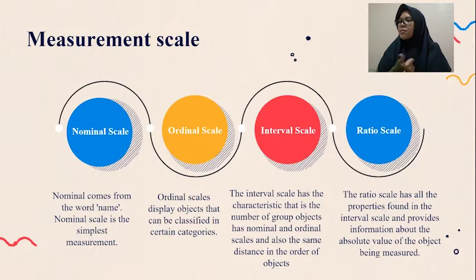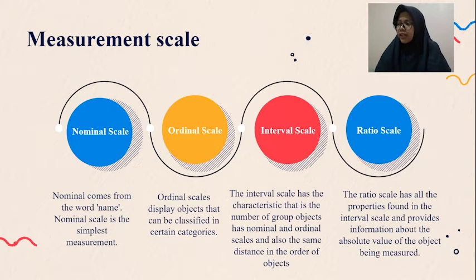And then measurement scale, and there is nominal scale. Nominal scale comes from the word name. Nominal scale is the simplest measurement. And then ordinal scale displays objects that can be classified in certain categories. And then interval scale. The interval scale has the characteristics that the group of objects has nominal and ordinal scales and also the same distance in the order of objects.